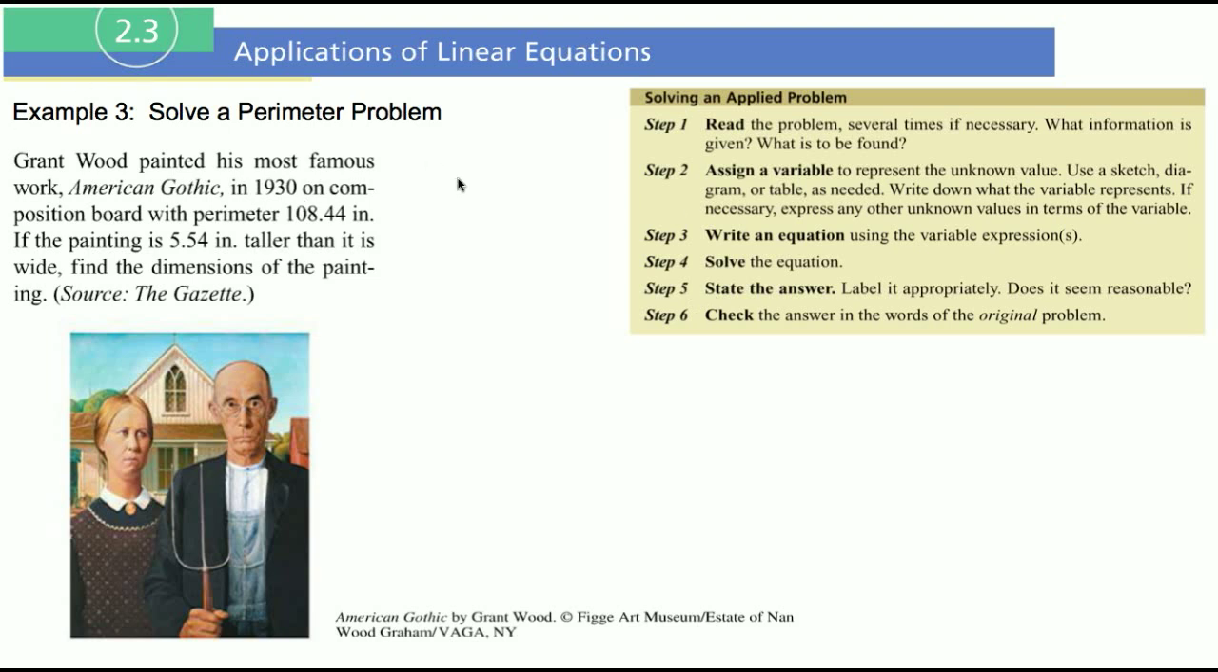Alright, so Grant Wood painted his famous work, American Gothic, in 1930, on composition board with a perimeter of 108.44 inches. And if the painting is 5.54 inches taller than its width, find the dimensions of the painting. Okay, step one is to read the problem.